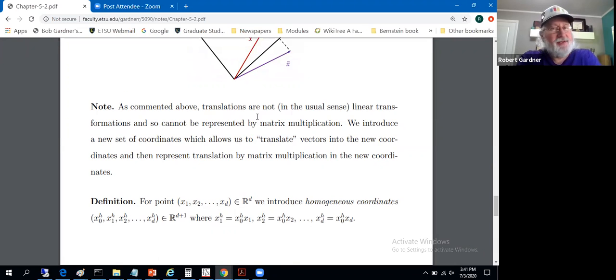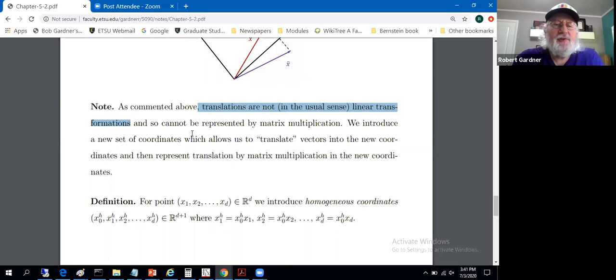It's the translations that are causing the problem. Translations are not in the usual sense linear transformations, and we're not changing that. We can't represent these with matrix multiplication. You can't take a vector v and translate it by multiplying it by some matrix, unless you're translating it by 0, in which case you're not translating it, I would argue.